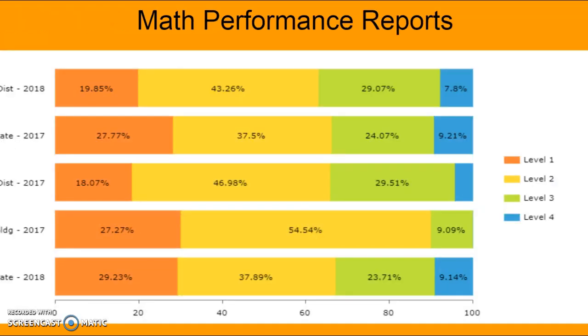More of where we are now. Here are some of our performance reports. As you can see, at our building in 2017, we have a lot in level 2. The state in level 1, we're right in line with that, which we should be better than. And then we don't have any in level 4, which we should probably have at least a couple of, at least to stay in line with the state.